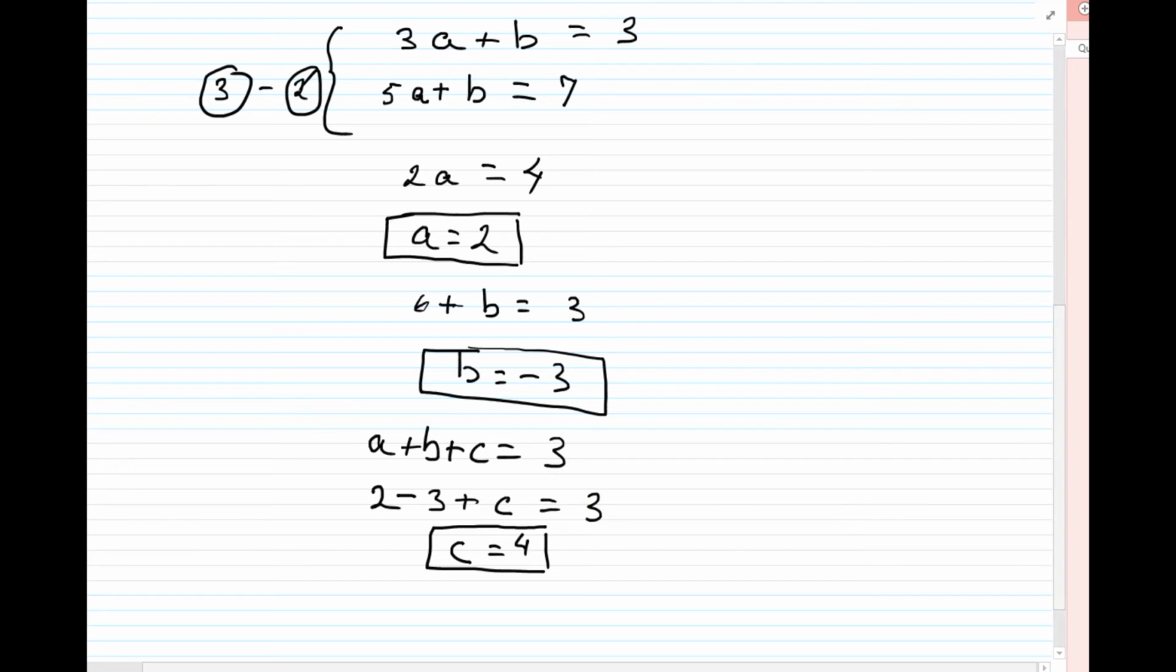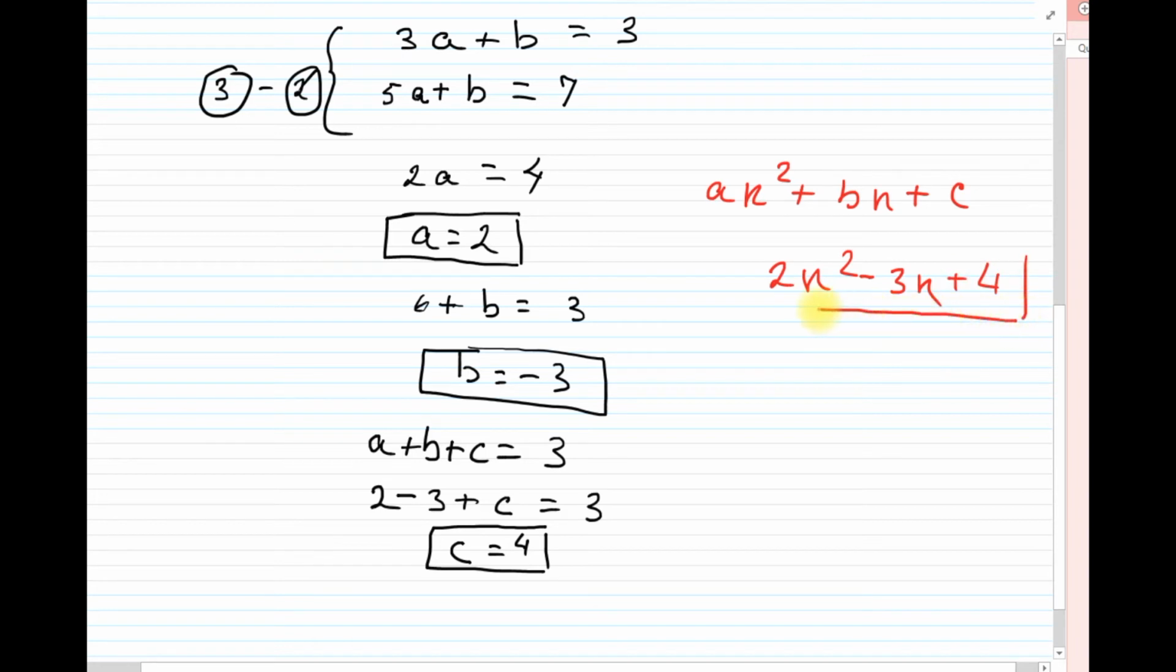So our quadratic sequence, which is in the form of an squared plus bn plus c, with A is 2, b is minus 3, and c is plus 4. So this is our quadratic sequence.